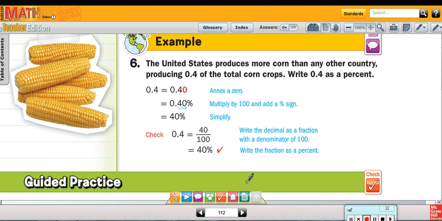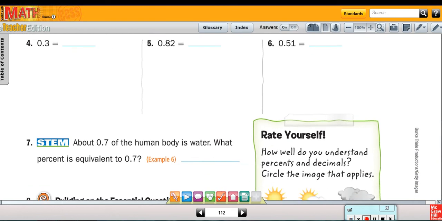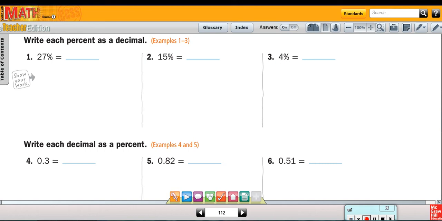If you're feeling pretty comfortable and confident, at this time I'd like for you to pause the video and complete 1 through 7 in the guided practice, just to make sure we're in a good place before we move on to homework. Take a minute, pause the video.